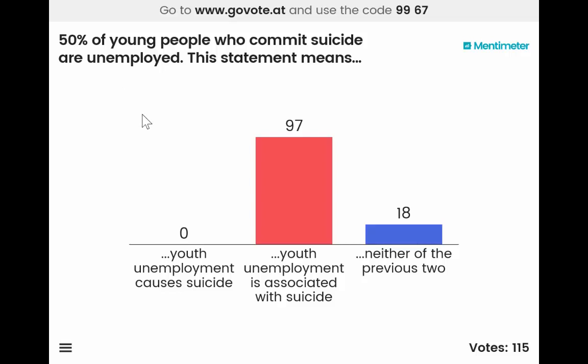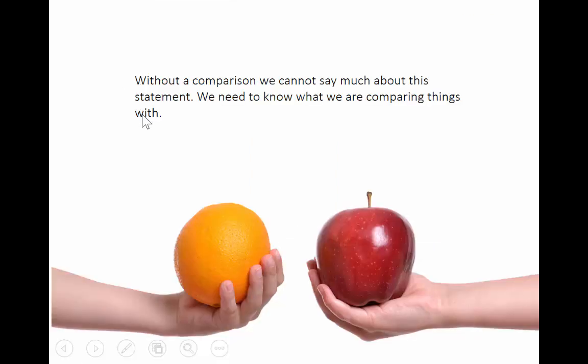So we need to have a comparison to say something like that, that there is an association between the one and the other. Maybe, and I'm going to have an example about that, maybe unemployment rate is 50% among everybody. Maybe it's 50%, that's the youth unemployment in general, right? So actually what you observed here, this statement was a coincidence, but not an association. That's sort of the key thing here.